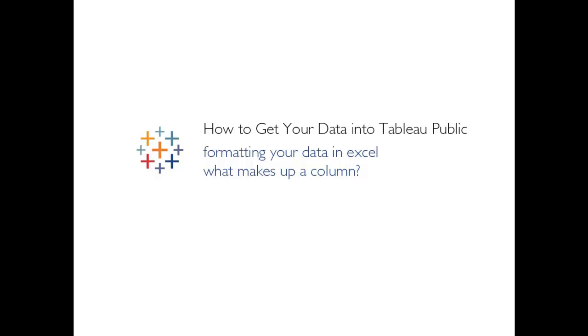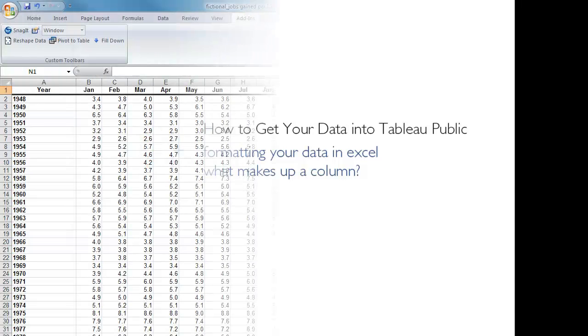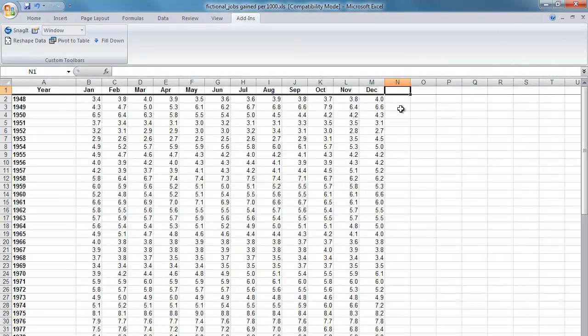What makes up a column, and why should certain fields be in one column as opposed to multiple columns? Let's tackle this question with this example fictional dataset that takes a look at jobs gained across several years.